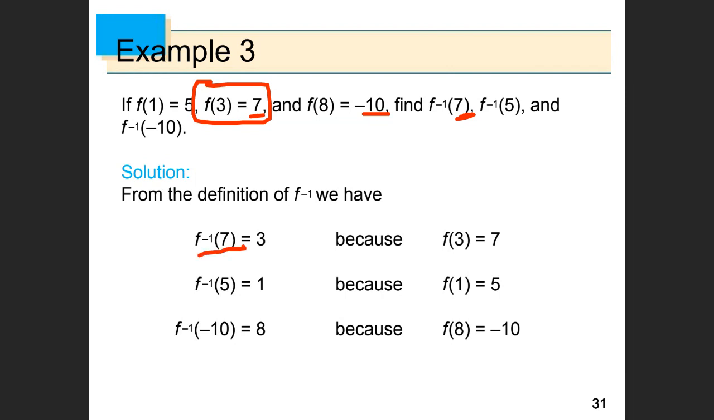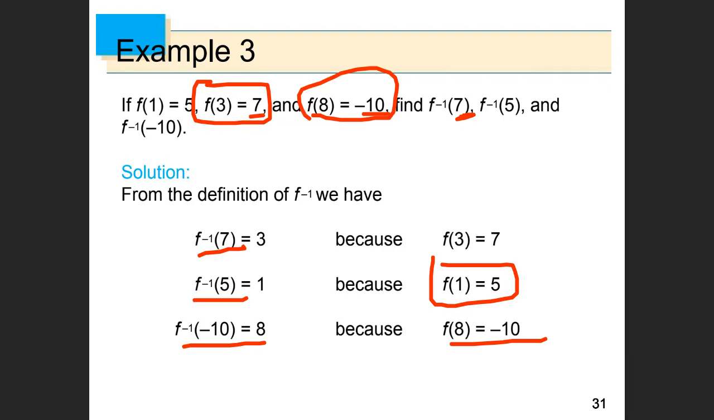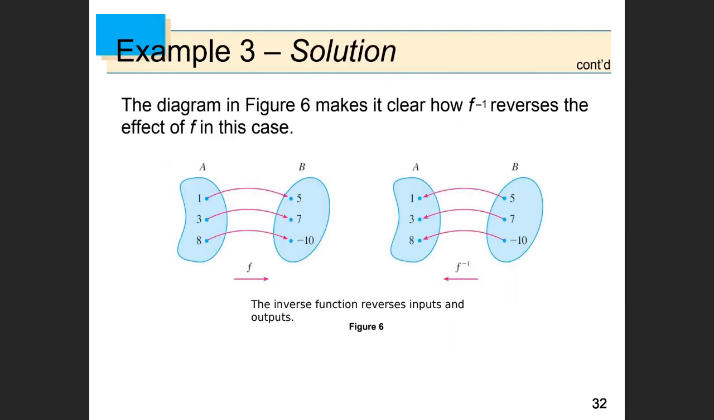So f inverse of 7 is 3. Similarly, f inverse of 5 is going to be 1. Why? Because f of 1 is 5. And f inverse of minus 10 is just 8. Why? Because f of 8 is actually minus 10. It was given here. You see, this is easy. Inverse, reverse is the whole process.